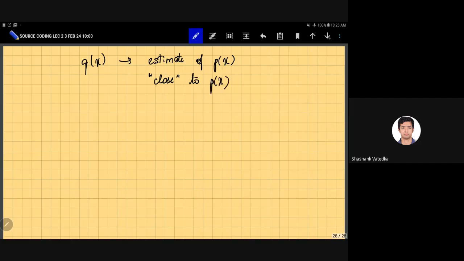If you used q of x instead of p of x for encoding, then you can't really achieve entropy. There is a penalty that you need to pay. The expected length that you would achieve if you used q of x for encoding instead of p of x would be larger than what you would get if you knew p of x exactly.